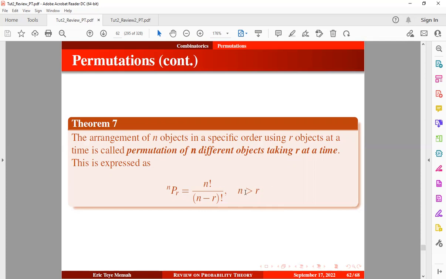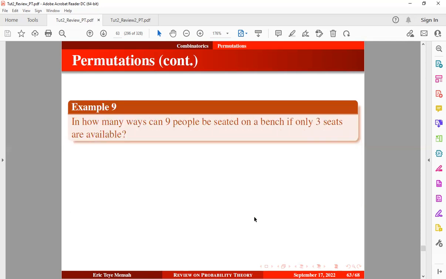So if you use this theorem on our previous example, you realize that the arrangement of three different books picking three at a time will be equal to 3 factorial divided by 3 minus 3 factorial, which will be 0 factorial, which is 1. So we have 3 factorial in the numerator, which is equal to 6. So let's take a general example for this theorem. In how many ways can 9 people be seated on a bench if only 3 seats are available?